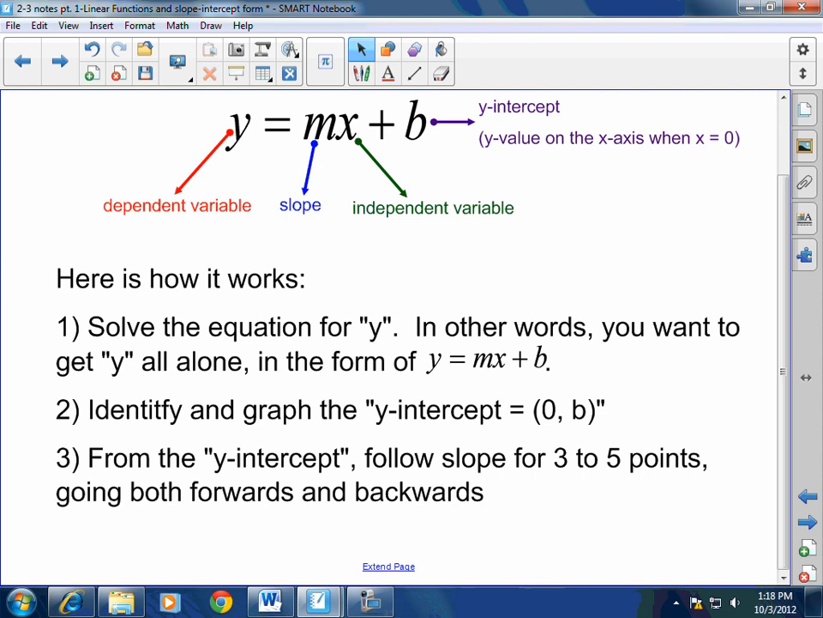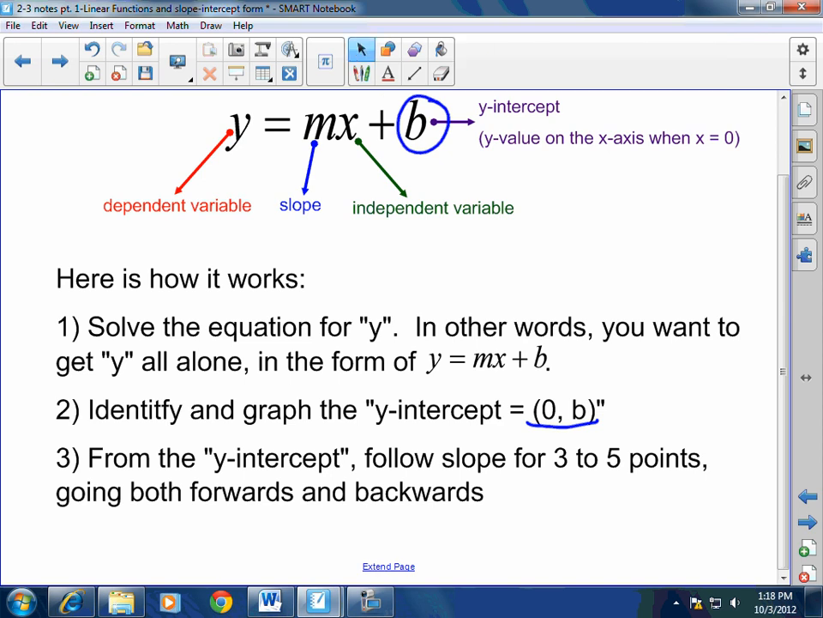That's the y value when x is 0. That's why I put this 0b. Okay, that's what the b is, the y-intercept. It's the y value when x is 0. And then 3, from the y-intercept, follow the slope for 3 to 5 points, going both forwards and backwards.